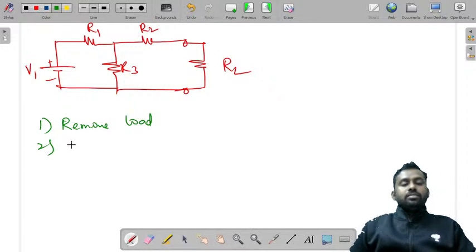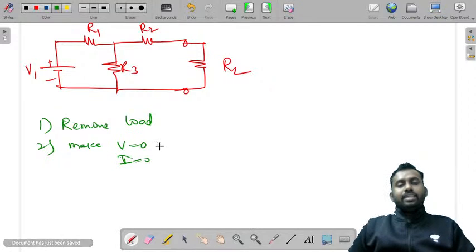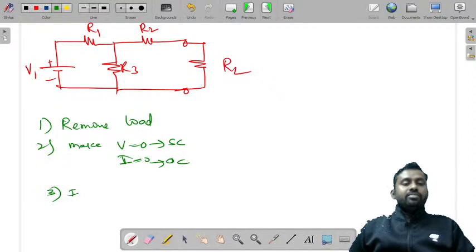Second, make voltage source equal to 0 or replace them by their internal impedances. That is, if you have a voltage source, short circuit it; independent. If you have a current source, open circuit that. Then find equivalent resistance.